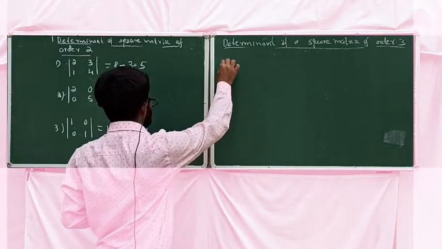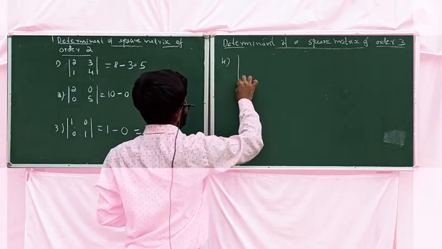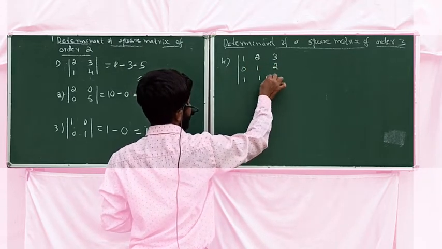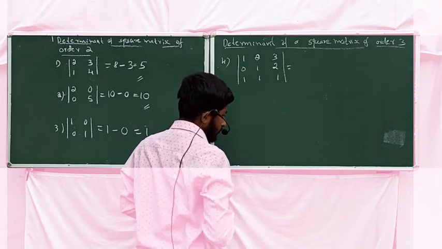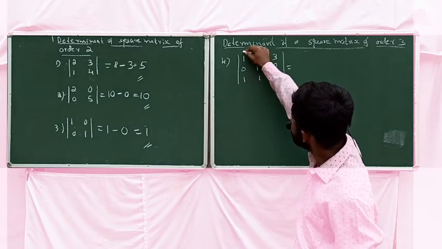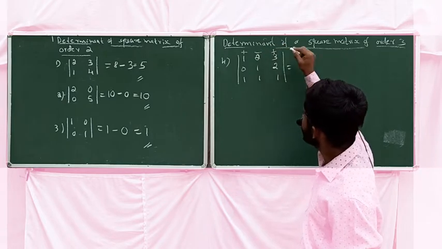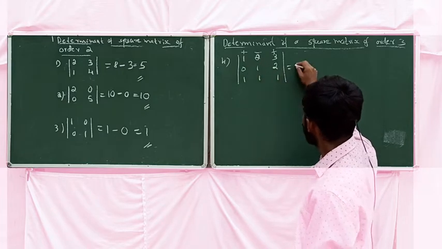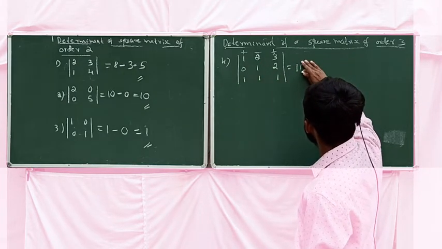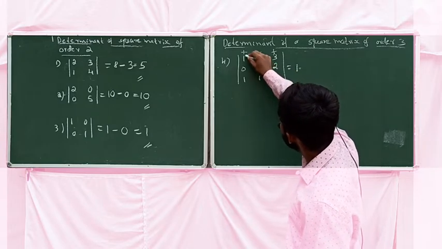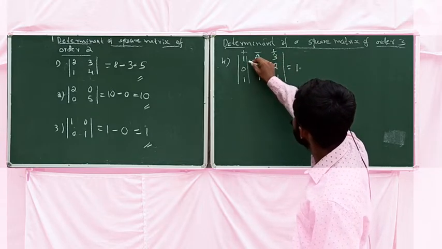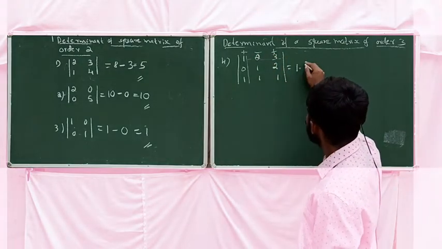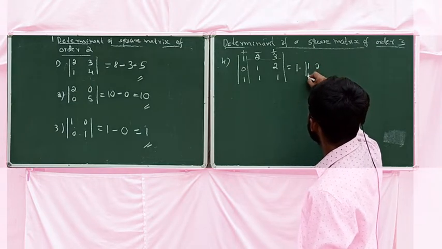I'll take the fourth problem. Calculate the determinant of 1, 2, 3, 0, 1, 2, 1, 1, 1. Okay. See, what's the first step? Here put plus, minus, plus. Okay. Now calculate. What's the first step? A1, right? First element 1 into, cancel this row and this column. Okay. Here cancel that row and column. What you will get? Determinant 1, 2, 1, 1.